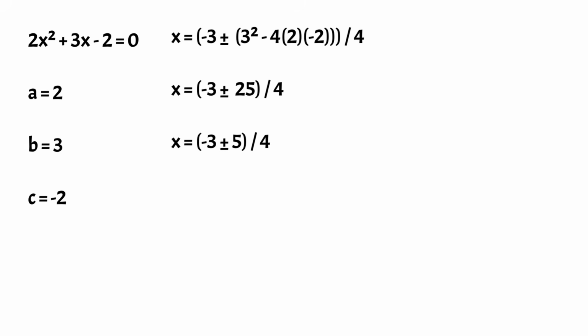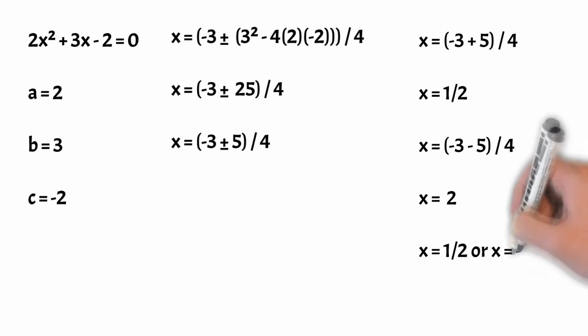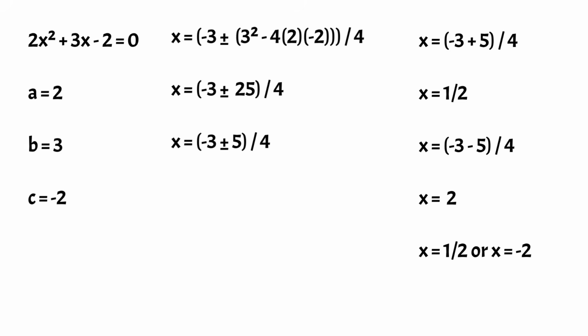The square root of 25 is 5. So we have negative 3 plus or minus 5, divided by 4. Using the positive sign, negative 3 plus 5 gives 2. 2 divided by 4 gives 1/2. Using the negative sign, negative 3 minus 5 gives negative 8. Negative 8 divided by 4 gives negative 2. So our solutions are x equals 1/2 or x equals negative 2.